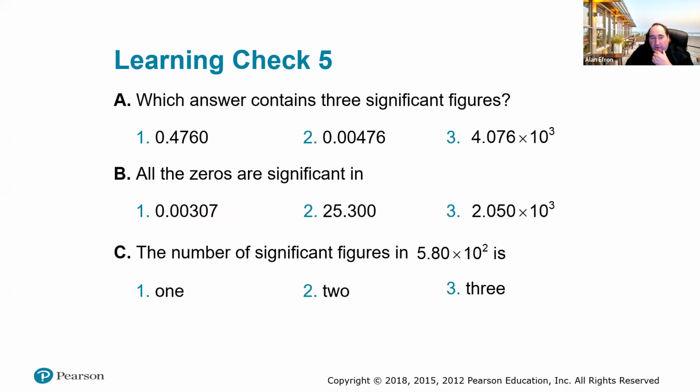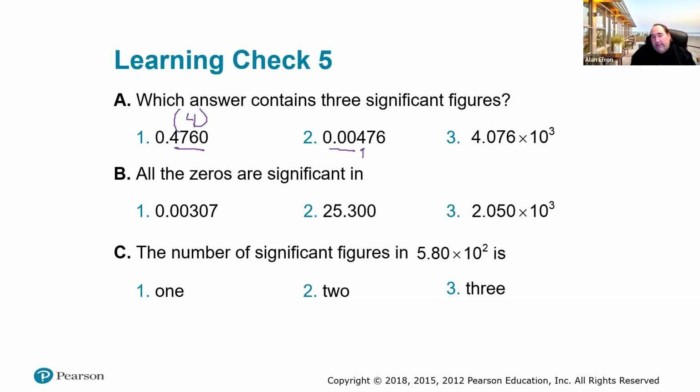All right. So I want you to do this one. Take a second here and answer each of these questions, and then we'll go through it. Okay, so let's take a look. On the first one, we're looking for which one contains 3 significant figures. Well, let's go through them each. I'm going to start counting at the 4 all the way through, all significant. So that's 4 significant figures on that one.